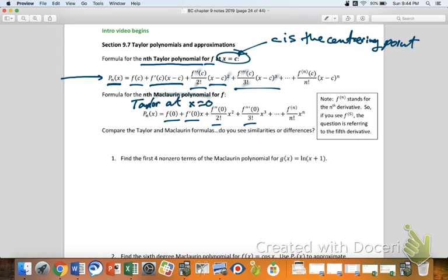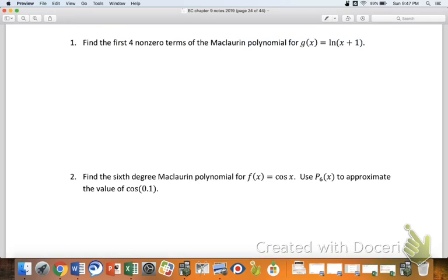One reminder here: this stands for the nth derivative of f. It doesn't mean the exponent is 5 or 6 or 7 or whatever. It's just standing for the nth derivative. So this is talking about the 5th derivative. We're going to take a look at a couple of these. Take a look at number 1. It says find the first 4 non-zero terms of the Maclaurin polynomial, so that means centered at 0, for g of x equals natural log of x plus 1.